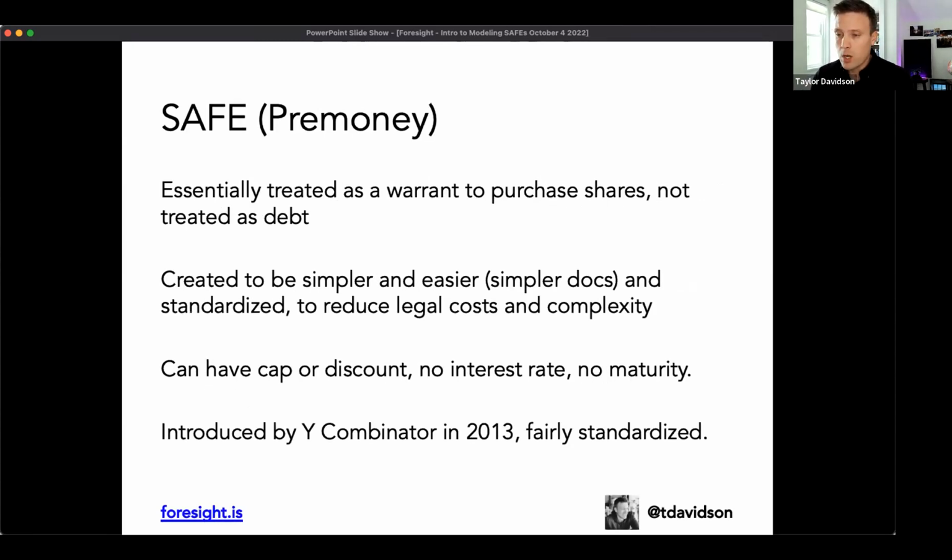So we're going to focus on two main structures today. One is the pre-money SAFE, one is the post-money SAFE. A pre-money SAFE is essentially treated as a warrant to purchase shares, not treated as debt, like a convertible note or other instruments. So it's a warrant to purchase shares. It was created by Y Combinator in 2013, intended to be different from convertible notes, a simpler structure that doesn't have a cap or a discount rate or interest rate or maturity. So basically a simpler structure.